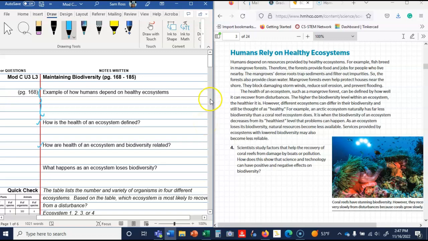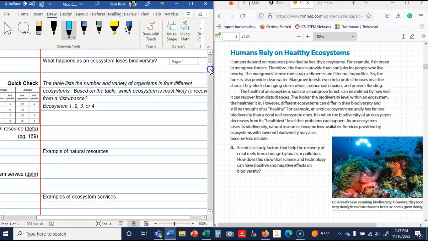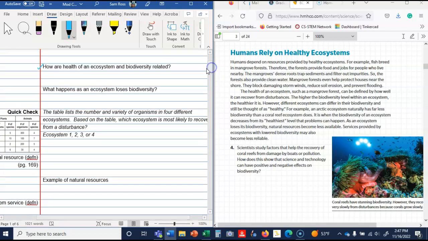What happens as an ecosystem loses biodiversity? As an ecosystem loses biodiversity, natural resources become less available. So that's that one. And then we're on to our first quick check.